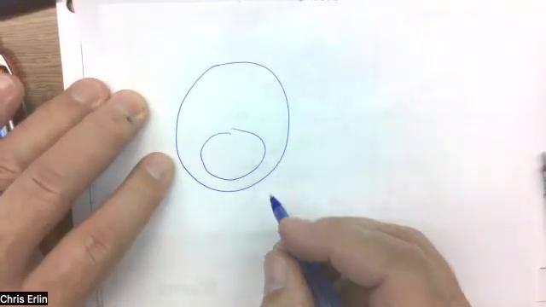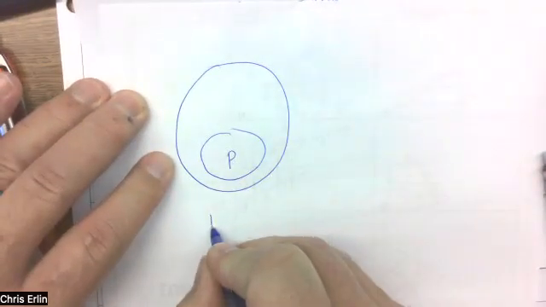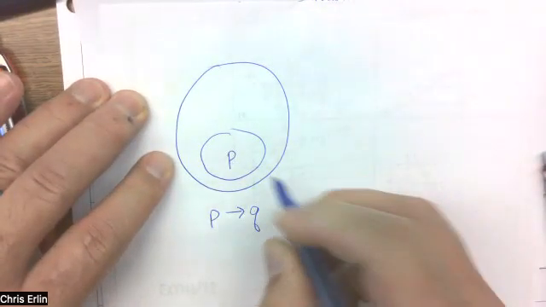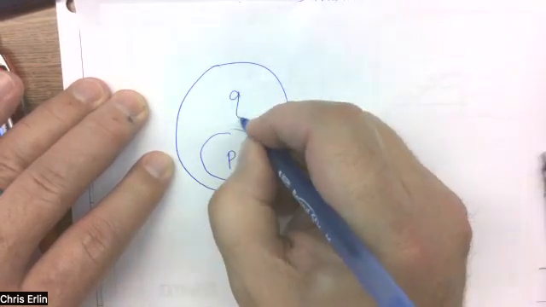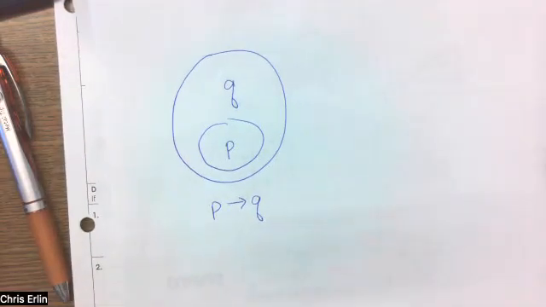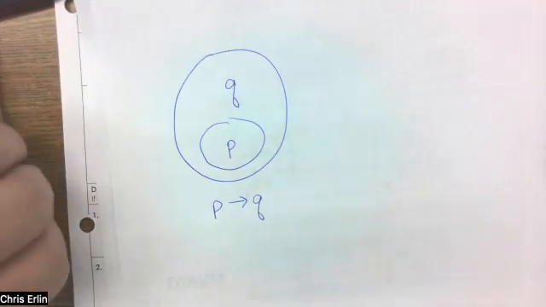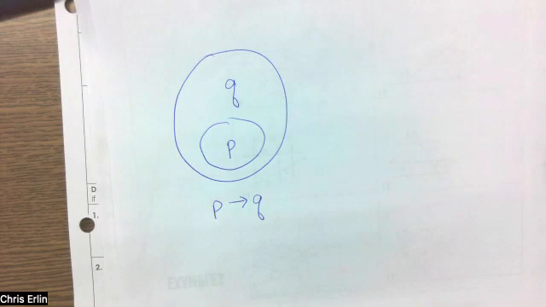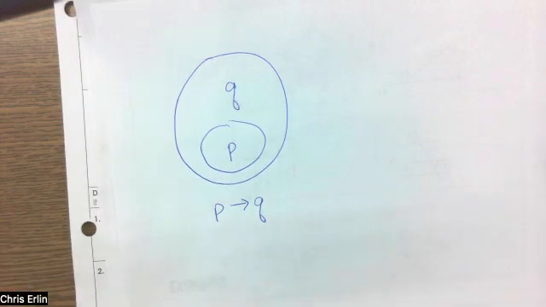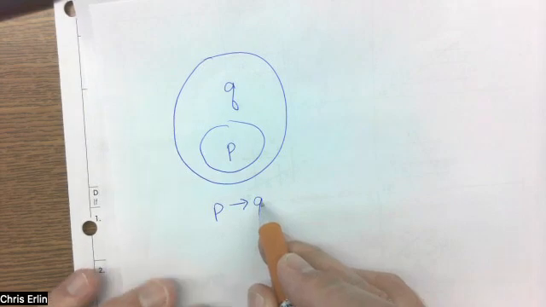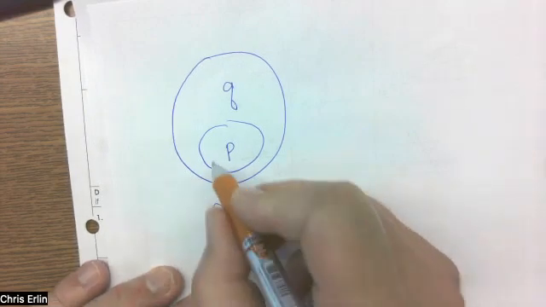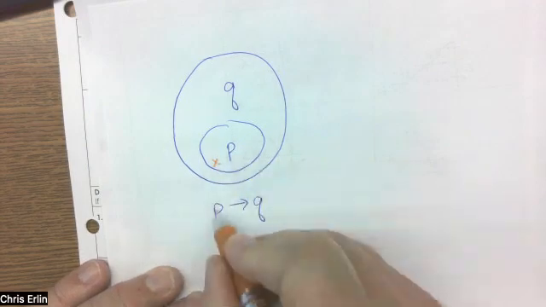We did Venn diagrams recently. And if I want to express if P, then Q, P is on the inner circle, and what goes out here? Q. Now, I'm going to test each of these. P implies Q. If P is true, I want to see if Q is always true. If I'm in P, I'm inside here.